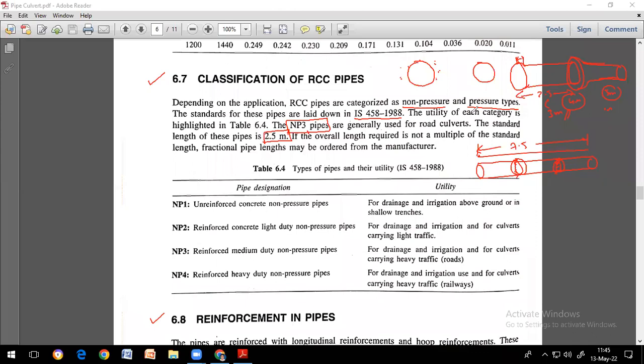So in that way there is flexibility. It is all based on the quantity you require. If you need more quantity, definitely you can order from the manufacturer industry, where they will get you the exact size of pipe required for placing below the road, below the path. Here you can see the different types of pipes and their utility. This is the pipe designation and this is the utility. What is the meaning of utility?